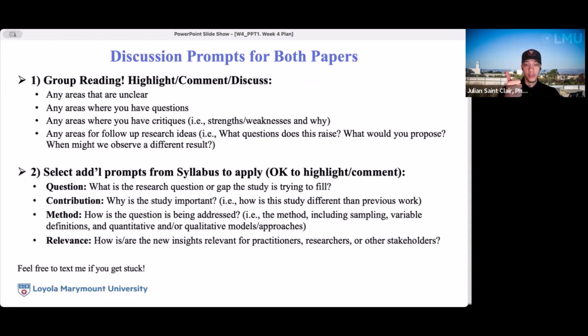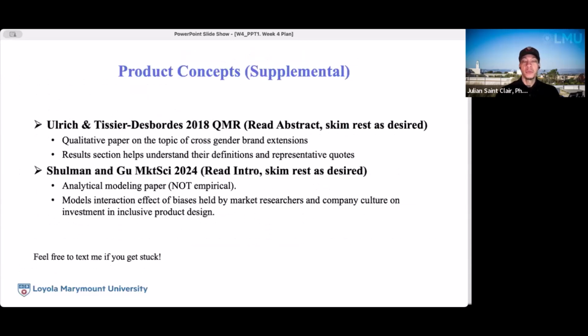Again, highlighting where the research question is identified, our questions plural, the contributions, the methods, and the relevance to practitioners and researchers. Those are the required readings. Here are some supplemental readings as well.